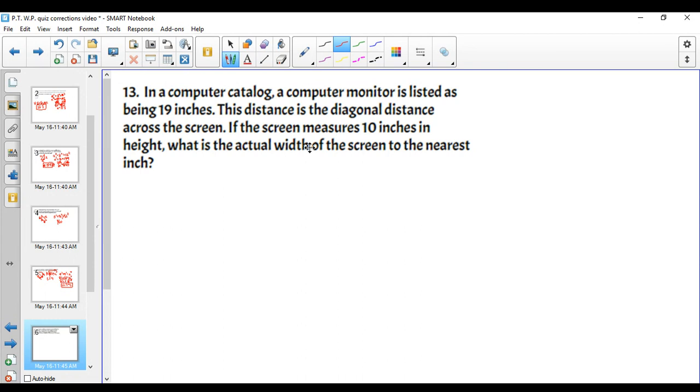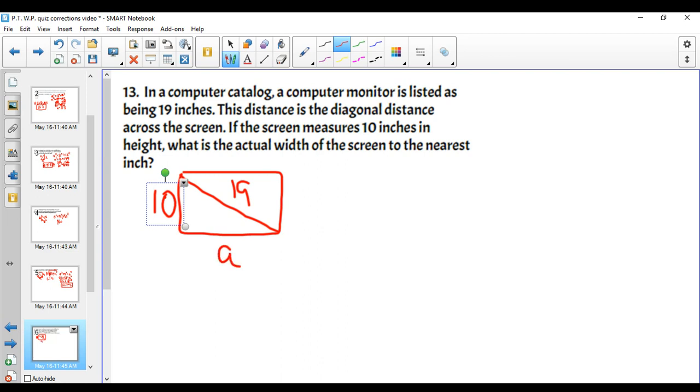So first we can draw a picture of the screen. Okay, we know the diagonal is 19. Okay, it's 10 inches in height, and then this is my unknown here, which we could either call A or B. Either way would be fine. Okay, so when I set up my equation, it's going to be a squared plus 10 squared equals 19 squared.